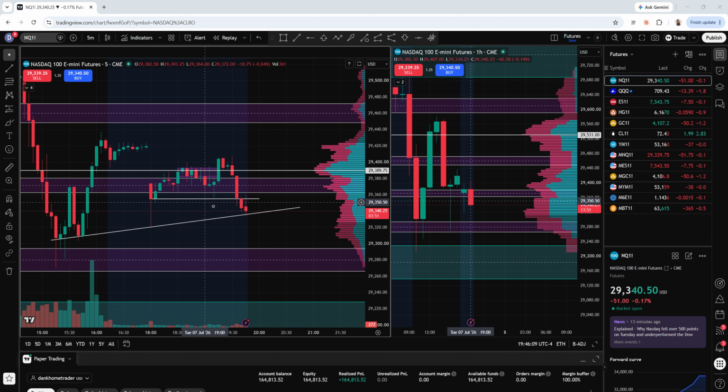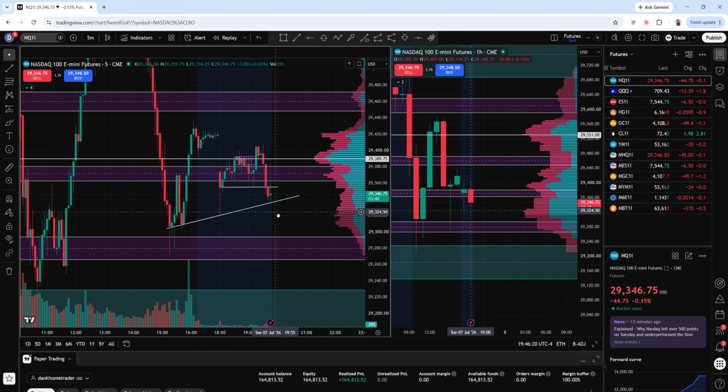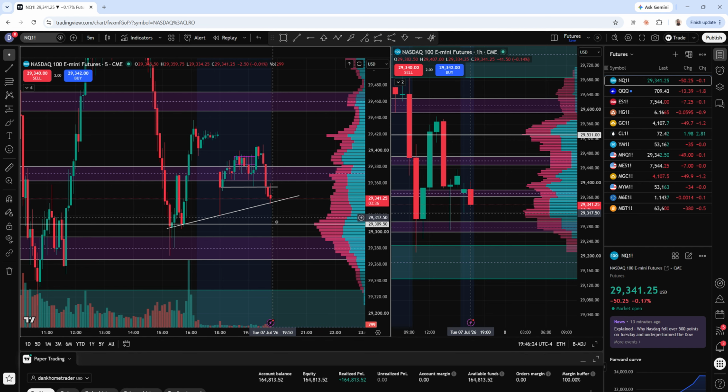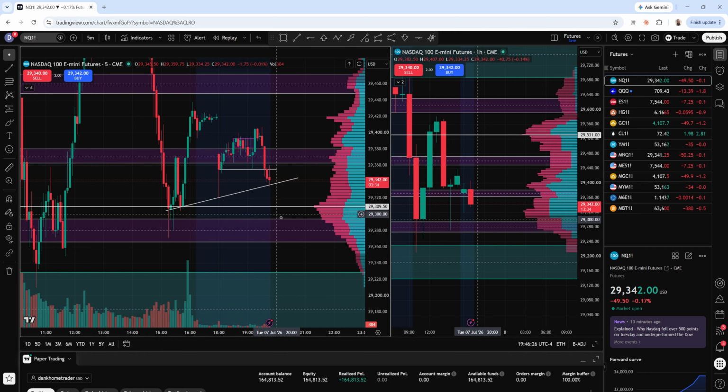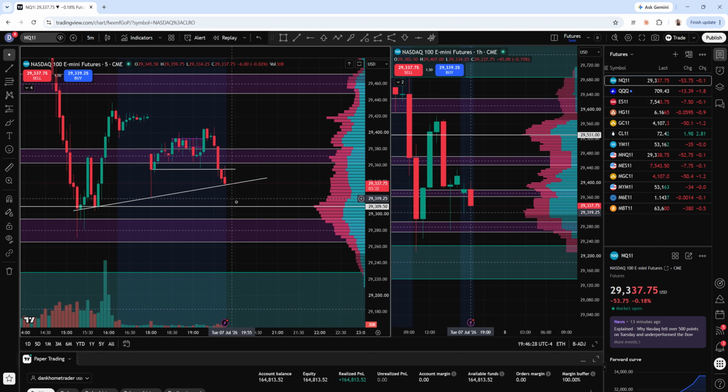So here's a break with a body beneath recent structure, and then a bit of a retest into it, which we can see if this gives us an idea of a pivot. If we see a lower low, then we might want to look for some continuation.